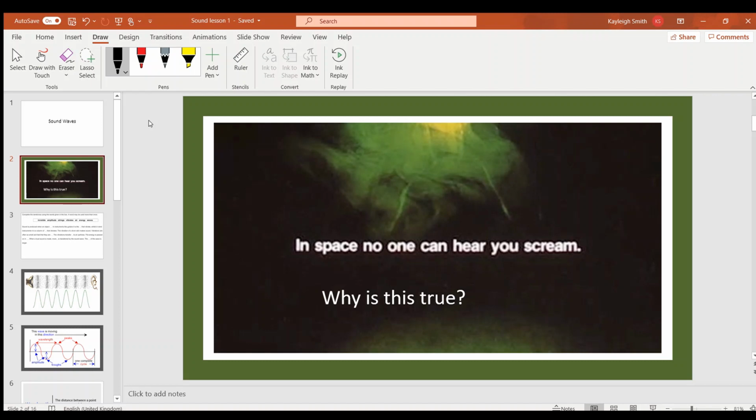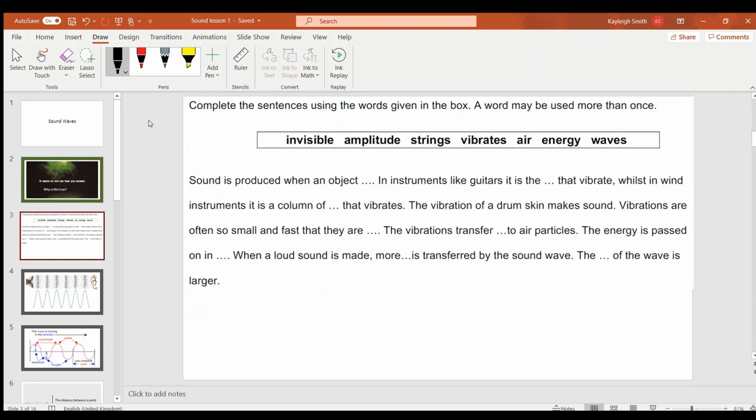Why is this true? Because in space we have a vacuum. Now, a vacuum is an area where there are no particles at all. So if there are no particles, then sound cannot travel because there is nothing to pass on the vibrations from one form to another. So my first task for you today is to look at this set of sentences here.